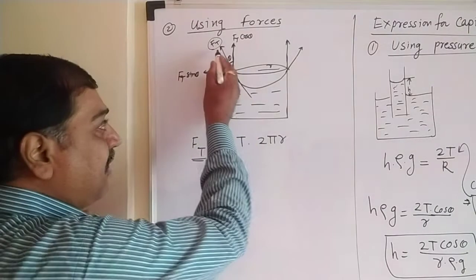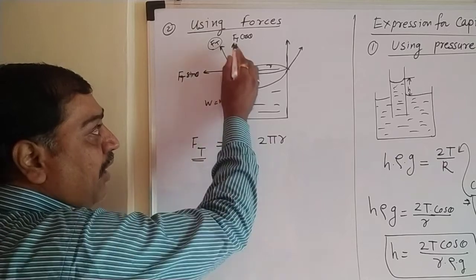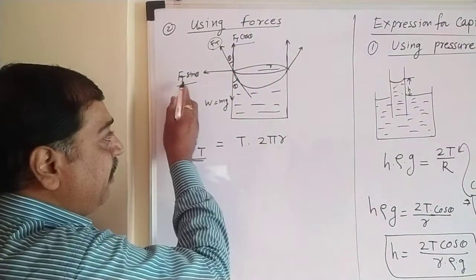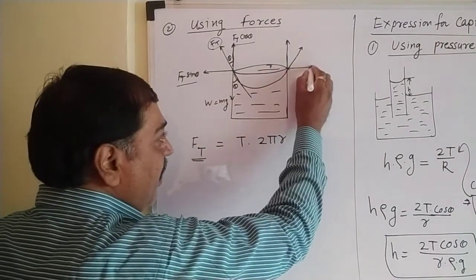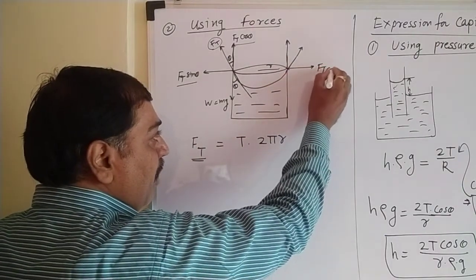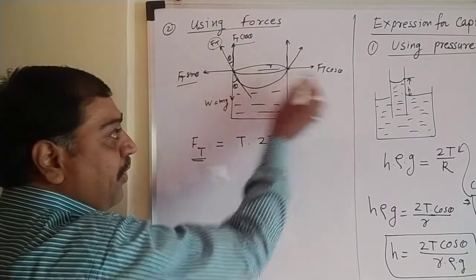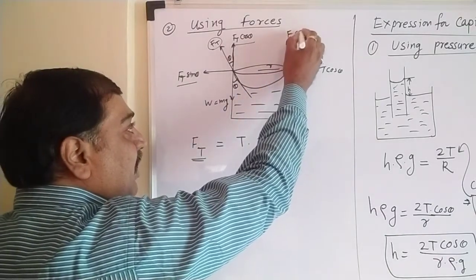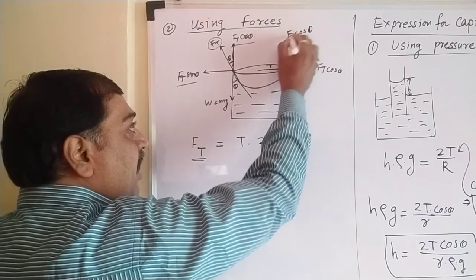Now resolve this surface tension force into two components, vertical as Ft cos theta, horizontal as Ft sin theta. Here it is Ft sin theta, here again Ft sin theta. Now these two components get cancelled out, exactly equal in magnitude, opposite in direction. But this Ft cos theta component never gets cancelled out.